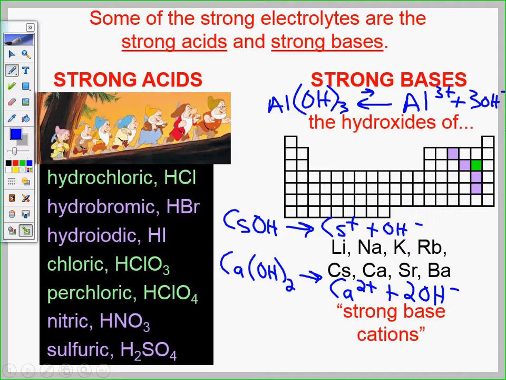Why is it a double arrow? It's not a strong base. You see aluminum listed over there on the right. So it's not a strong base. That means it cannot just dissociate. It has to ionize. It's only going to ionize a little bit. If I actually try to dissolve that, I have to heat it up a lot to get it to dissolve. All right? That's what we're talking about. Yes. You don't need to know that yet. You just need to know basically what I've been saying to this point.